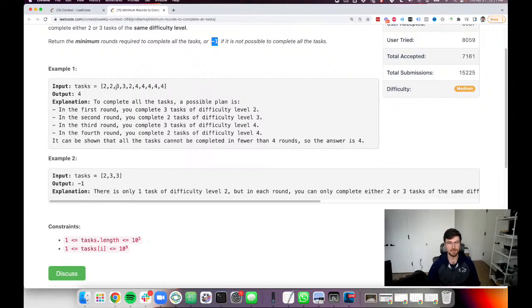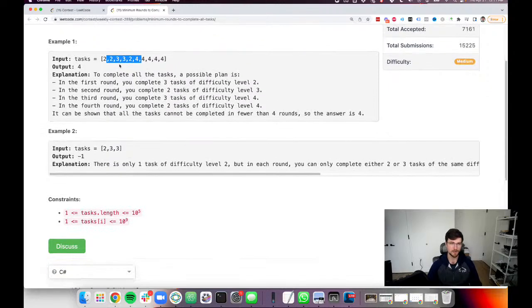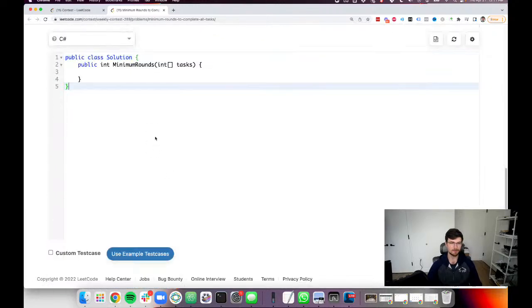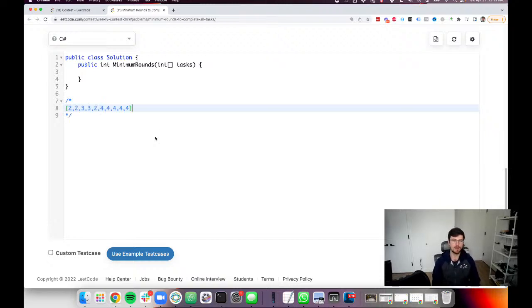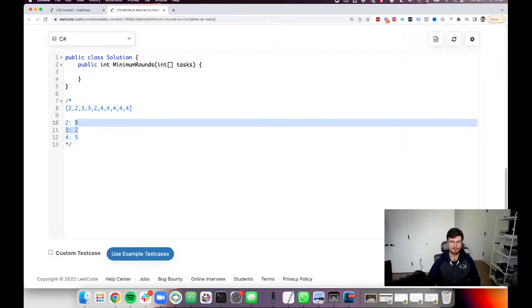But essentially what we need to do is start by figuring out the number of tasks of each level of difficulty. So let's say that we have this. We can just use a map probably to count these all. So we'll have a map where 2 maps to 3 occurrences, 3 maps to 2 occurrences, and 4 maps to 5 occurrences. Right, and then the question becomes, for each of these, how many turns does it take?